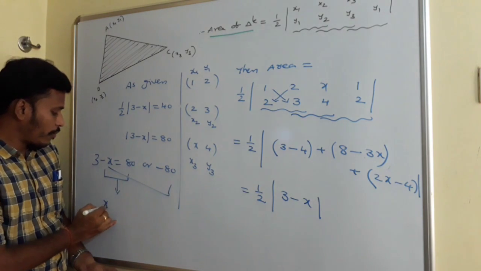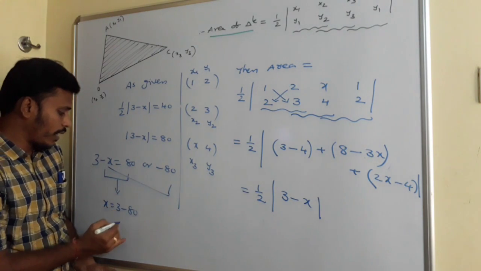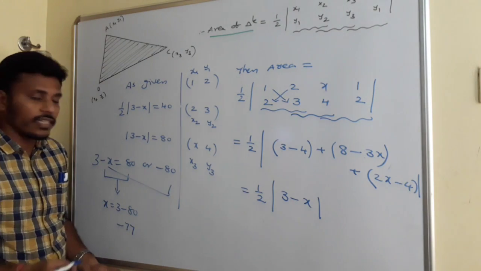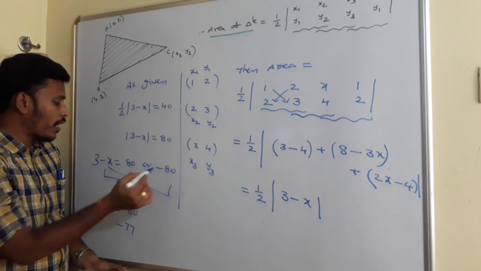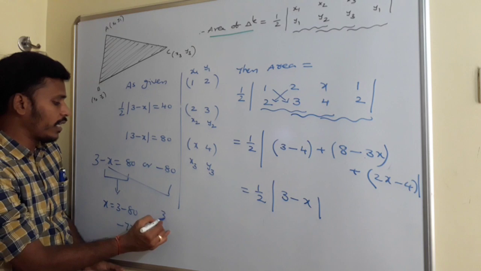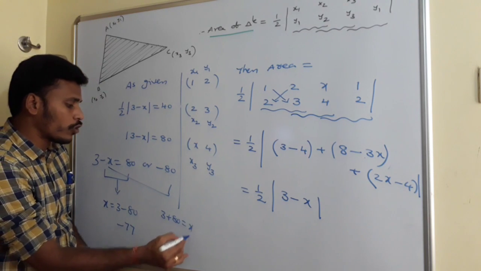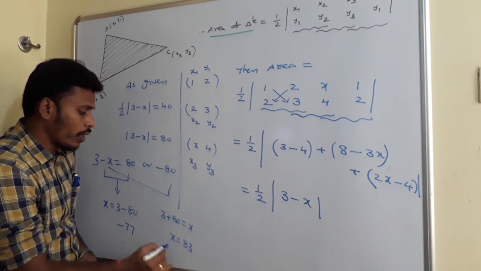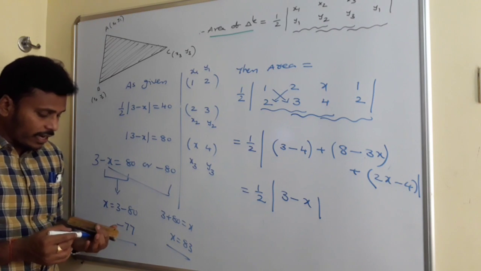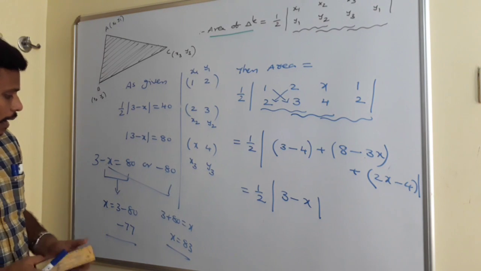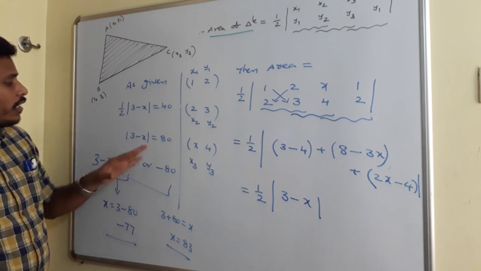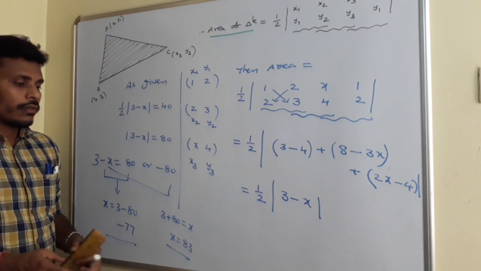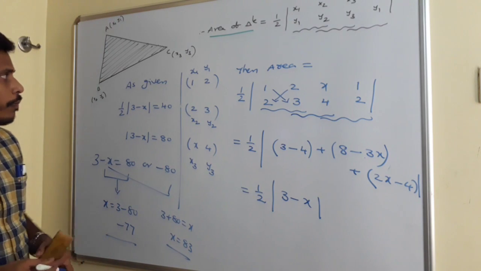80 this side. From here you will get that x is equal to 3 minus 80, and that is minus 77. And from this part, if 3 minus x is equal to minus 80, 3 plus 80 is equal to x, and x is equal to 83. And at the end, the values of x may be minus 77 or 83 if the area is 40. Right? Once again, think about the problem.